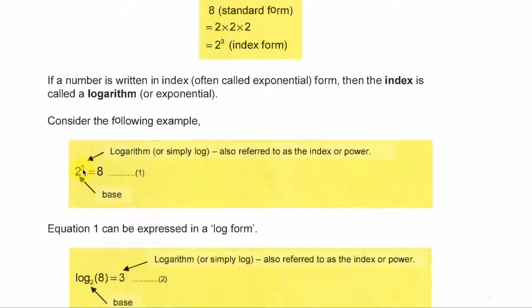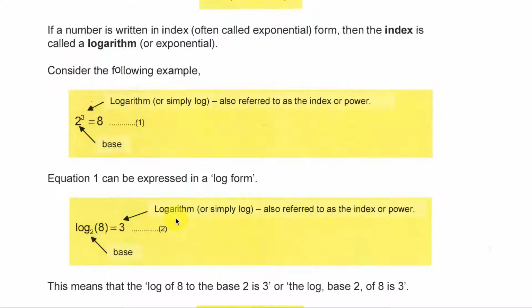Usually this 3 we consider as being the index or the power, but we can also refer to that as being the logarithm. Another way of writing this relationship between 2 and 8 is to write it in a logarithmic form. So here you can see I've got log base 2 of the number 8 is equivalent to 3. So really what we're asking here is, if we begin with number 2, what do I need to raise it to the power of to get an 8? And the answer for that is a 3.